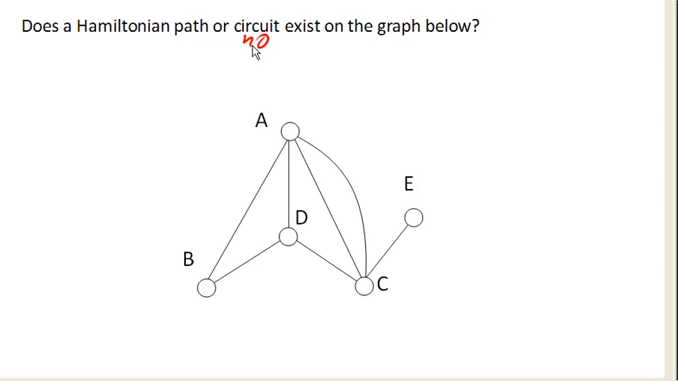Now, a Hamiltonian path visits every vertex exactly once, but doesn't have to return to the same starting point. And yes, we do have a Hamiltonian path here. We could go this way, this way, this way, this way, and now I have visited every vertex exactly once, and so this is a Hamiltonian path. Now, most of the time, we're going to be interested in Hamiltonian circuits, not the Hamiltonian paths, but this has one nonetheless.